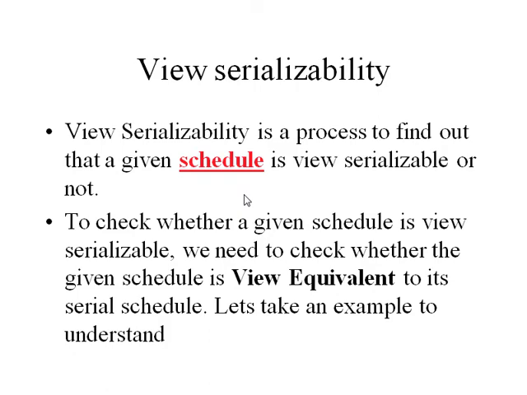Next, a very important type of serializability. One type of serializability we have seen is conflict serializability. This is another type of serializability, that is view serializability. So what is view serializability?